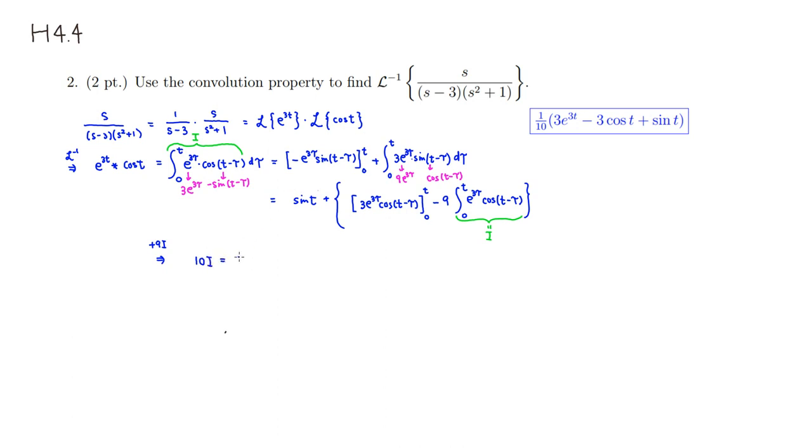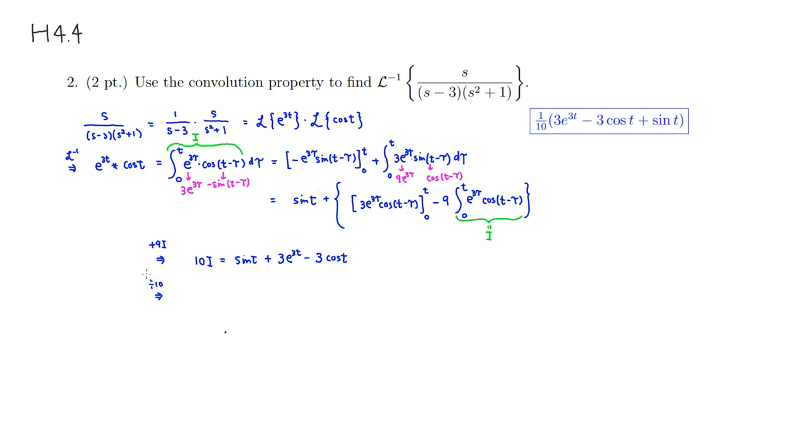Then the sine of t is still there. Here we plug in t, so you have 3 e to the 3t and then cosine of t minus t. Cosine of 0 is 1, so you just get that. Then minus 3, since e to the 0 is 1, and then you get cosine of t. What you're looking for is I, so we divide through by 10.